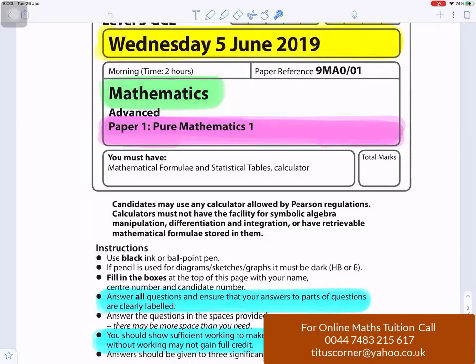Pure Mathematics, Paper 1, Wednesday, 5th June 2019. Answer all questions and ensure that your answers to parts of questions are clearly labeled. You should show sufficient working to make your methods clear. Answers without working may not gain full credit.